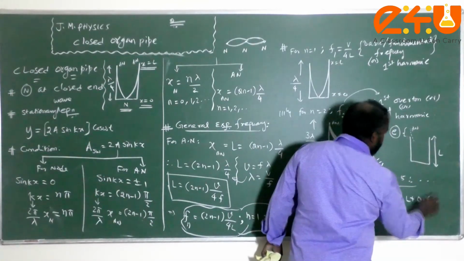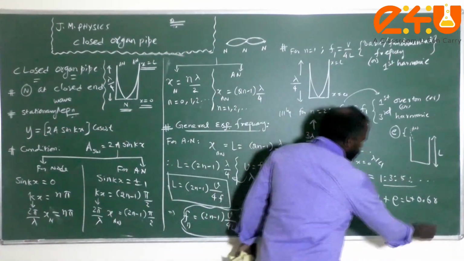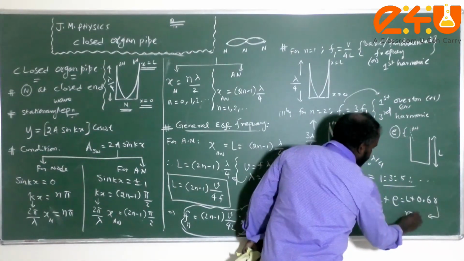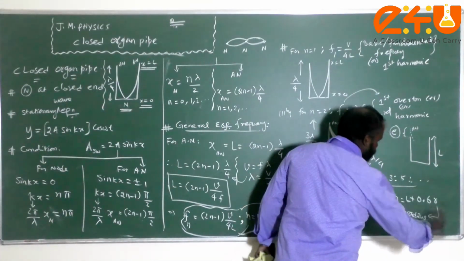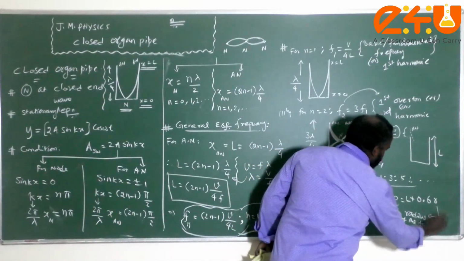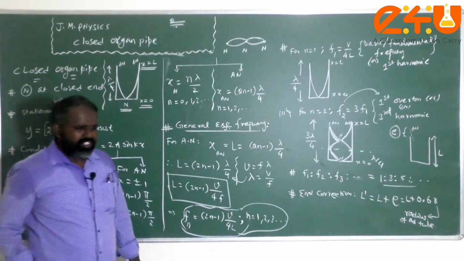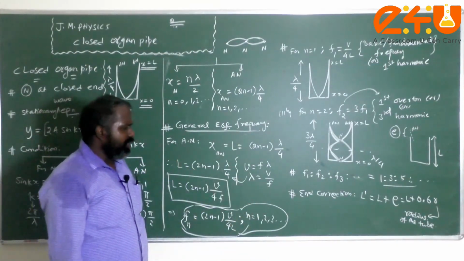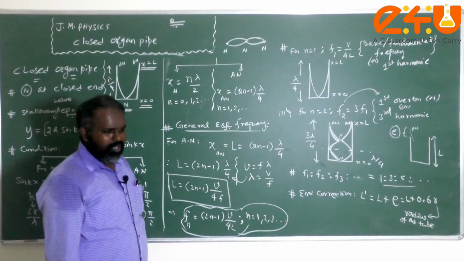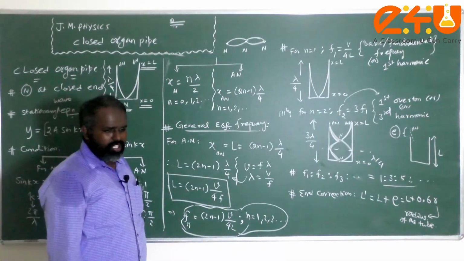From experimental data, this E is 0.6 times the radius of the tube. 0.6 times R, where R is the radius of the tube. So that is the complete theoretical information about the closed organ pipe.